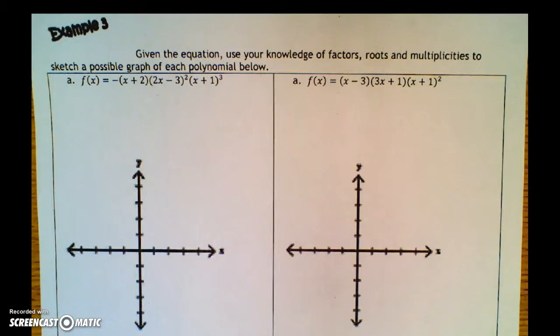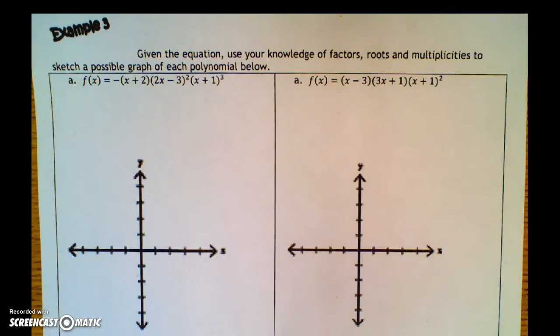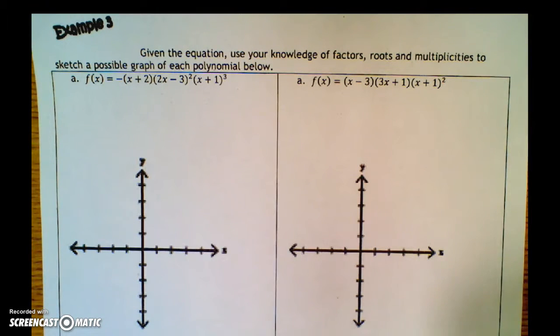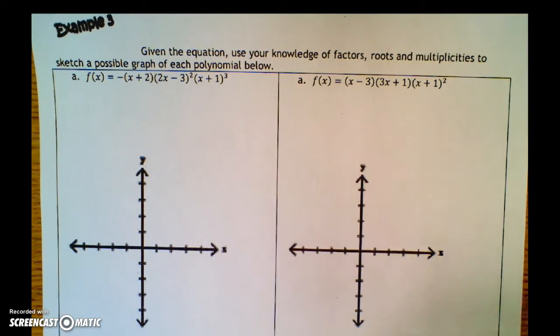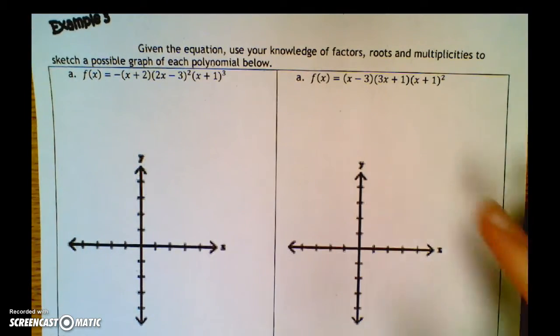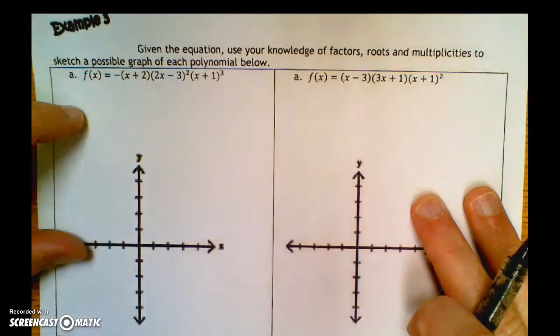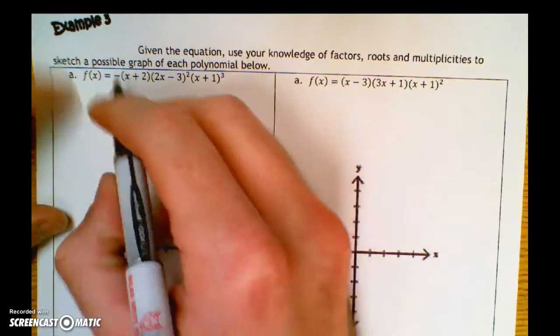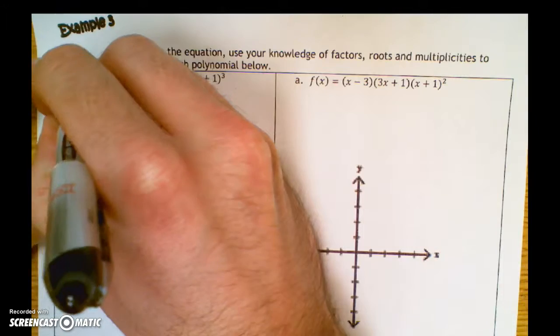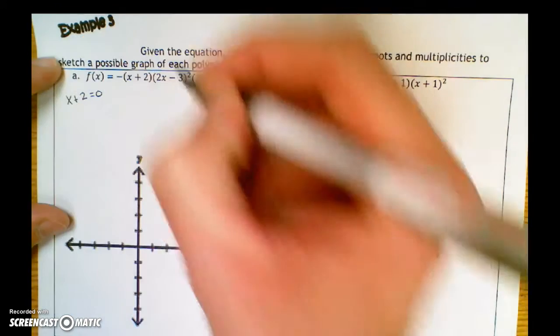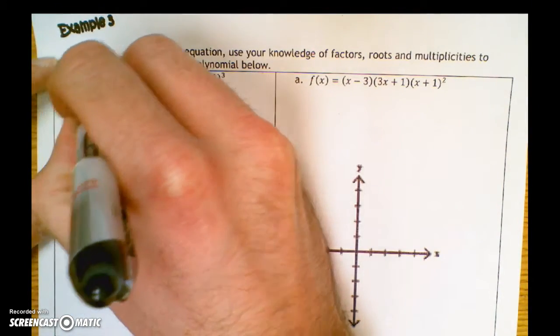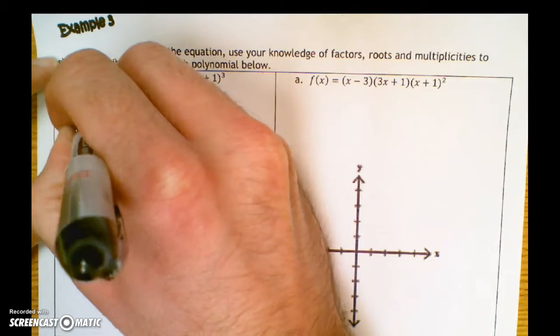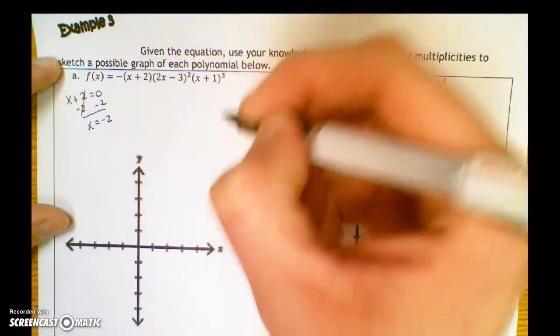Alright, this is day 3 in unit 3, and we're doing example 3 for polynomials. Given the equation, use your knowledge of factors, roots, and multiplicities to sketch a possible graph of each polynomial below. First off, we need to figure out the x-intercepts based on the factors. To do that, we set each of them equal to 0. So I know one of my x-intercepts is at -2.